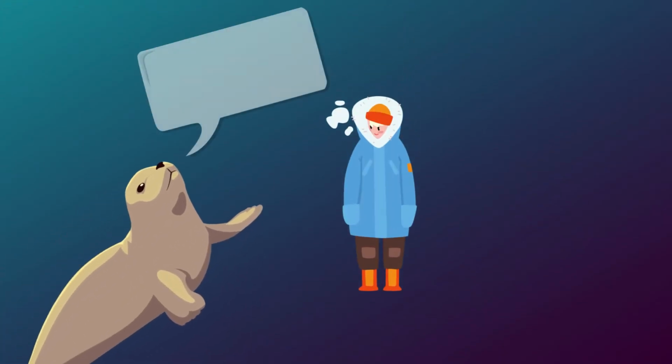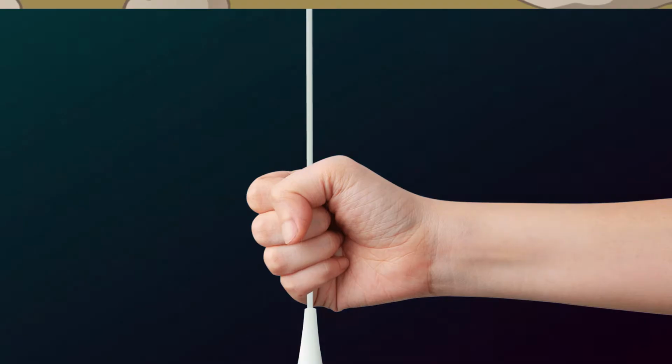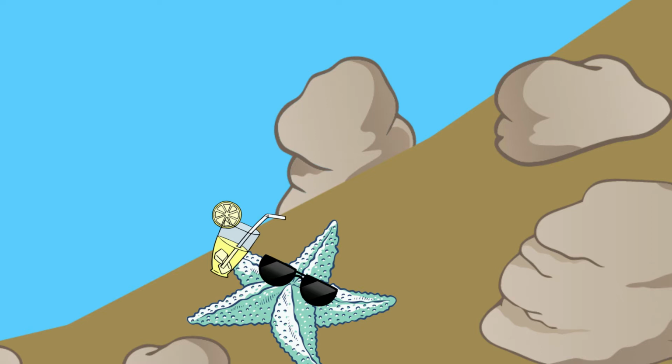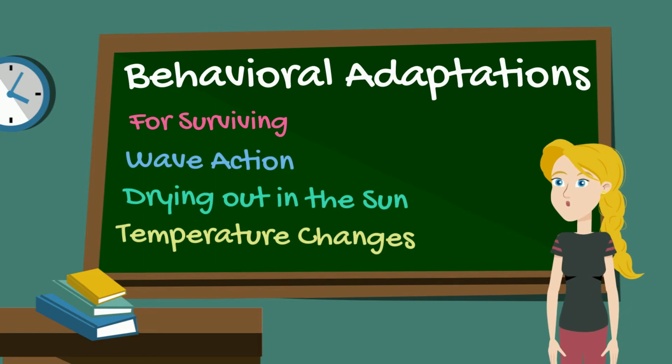To keep warm in the cold water, sea lions and other mammals have layers of blubber that act like a nice big snowsuit. Some sea stars are able to keep cool in the sun by pumping cold water through their bodies.